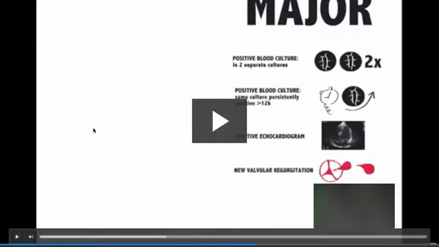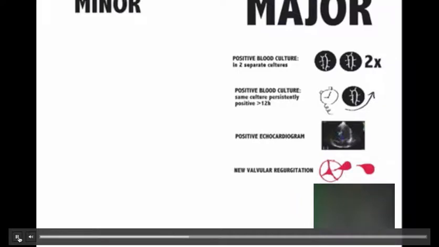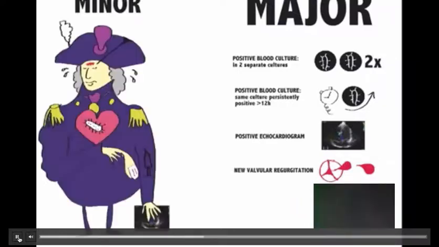So for the major criteria, we have positive blood cultures which are persistently positive over 12 hours, positive echocardiogram, and new valvular regurgitation. Now they're showing the minor criteria.